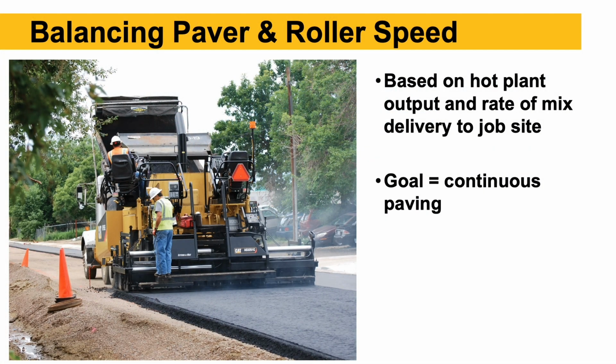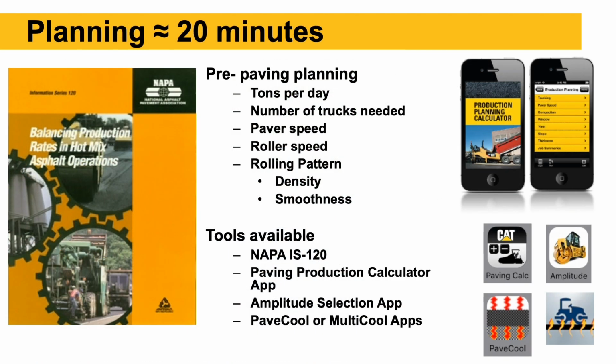So the real key in the planning end is balancing paver and roller speed, based on our hot plant output and the rate of mix delivery to the job site. Those two things are what we're going to plan our paver speed and roller speed around. And for quality, again, the goal is continuous paving. The fewer stops we have with the paver, the better quality mat we will end up with. The planning part really only takes maybe 20 minutes.